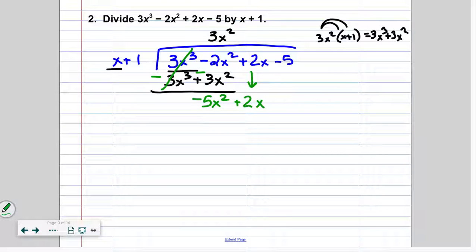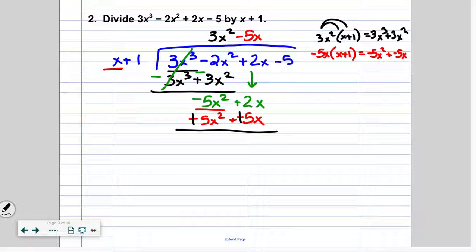All right, look at those first terms, x and negative 5x squared. So I'm going to multiply by a negative 5x. So I get negative 5x times x plus 1 over here. Take it times the front number. We get negative 5x squared plus negative 5x. Write that underneath, negative 5x squared plus negative 5x. But again, we need to change the signs, so we're going to subtract. Minus a minus is really plus. These cancel out. We're left with 7x. Bring down the negative 5.